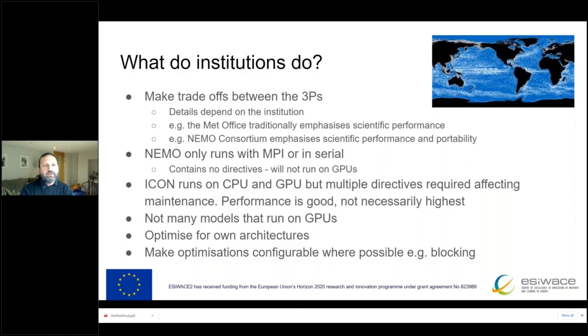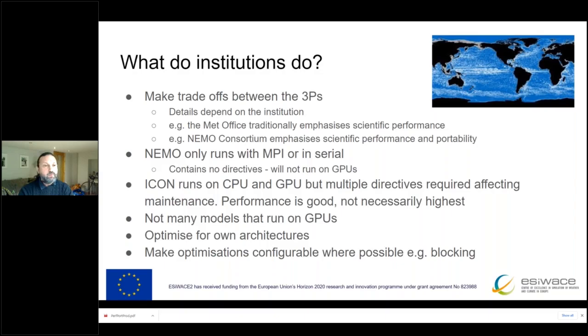And one of the things that they've done in NEMO, because they emphasise scientific development, is that NEMO is only run with MPI or in serial. It has no directives at the moment, so it won't run on GPUs. People have done implementations of NEMO on GPUs and provided those, but it's not been brought in. So that's a decision for maintenance purposes. That's an issue, and Andy will be talking a little bit about how we might get around that in a day or two's time.